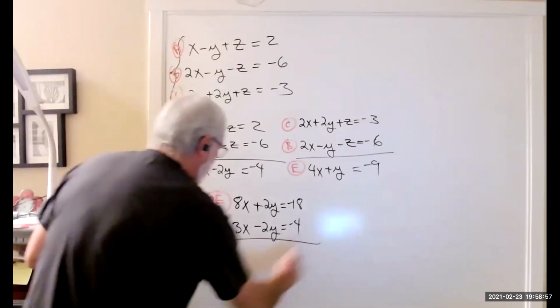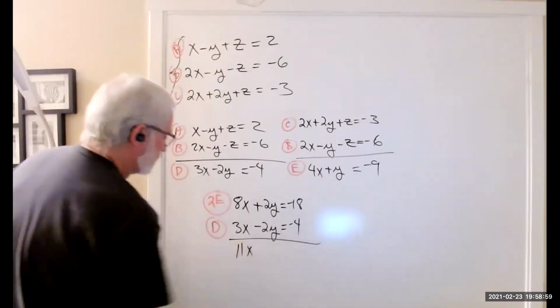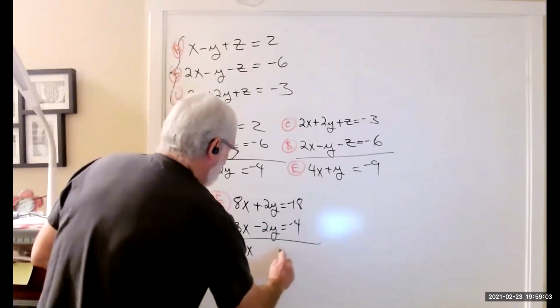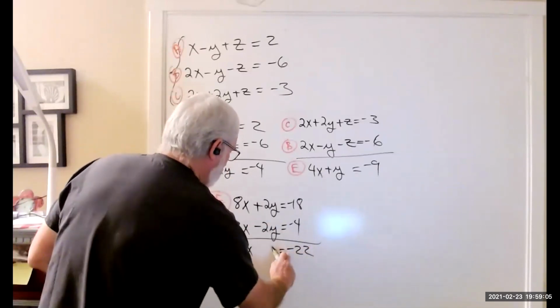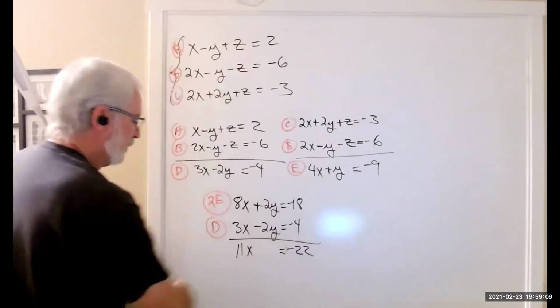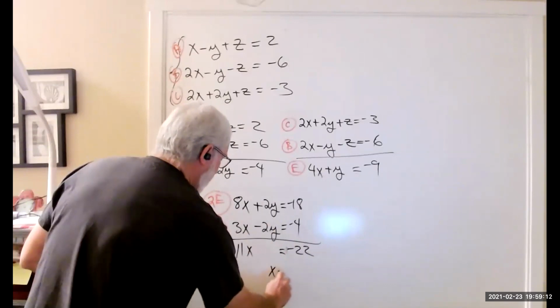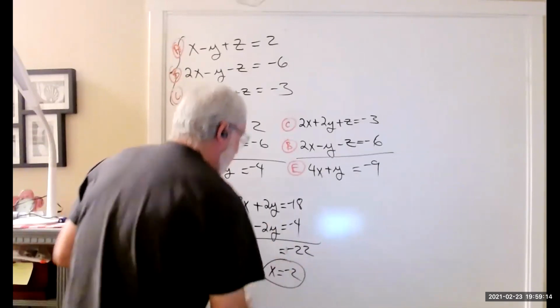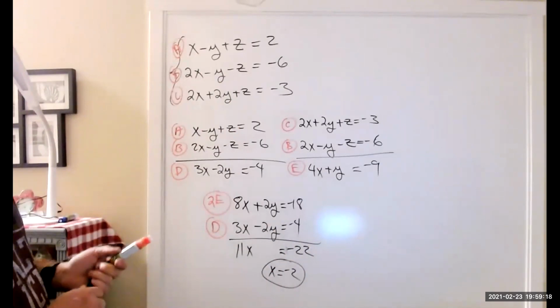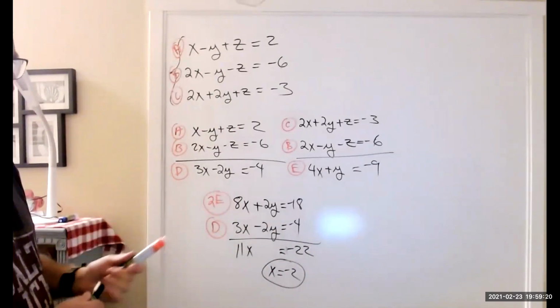If I add these together, I get 11x. My y's drop out. I get negative 22. Divide both sides by 11. I get x is negative 2. Now, we're not done by a long shot, but that's the majority of the work.